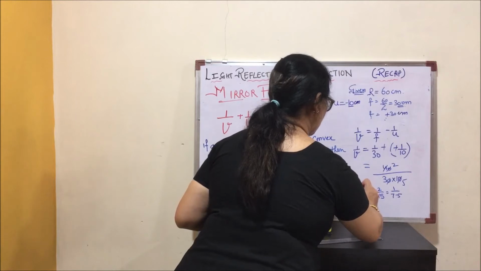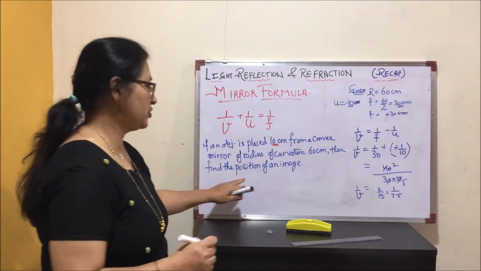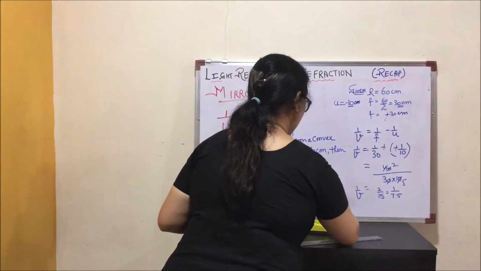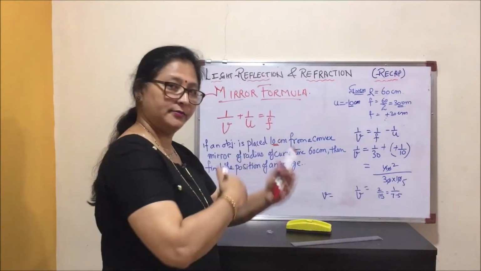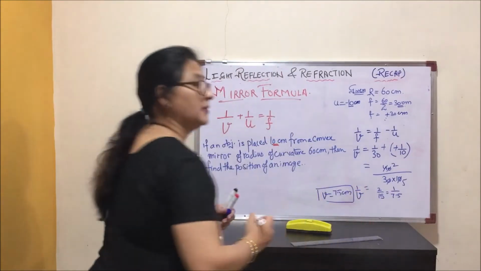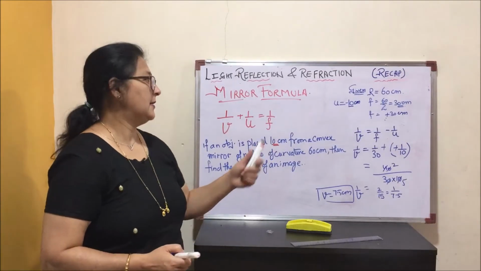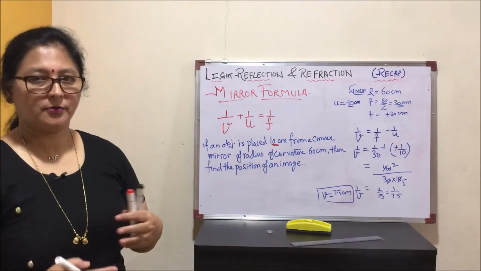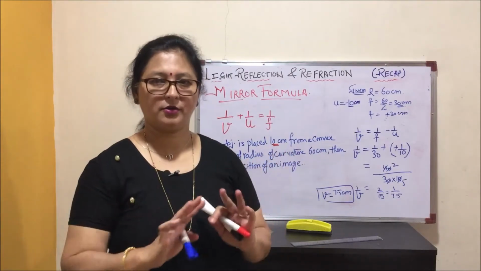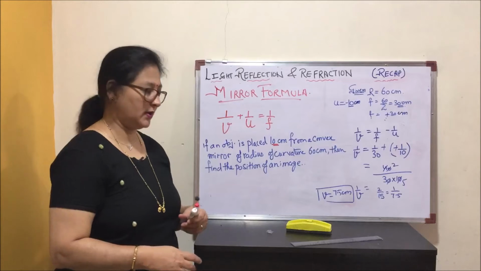This is 1 upon V, right? And what do we have to find out? We have to find out V, the position of the image. So V will be the reciprocal. You will be getting 7.5 centimeters. Practice problems based on the mirror formula. The more you practice, the more your concept will get clear, right? I've just taken one example over here.